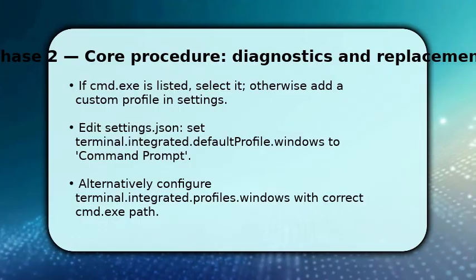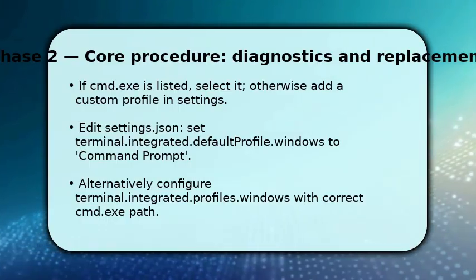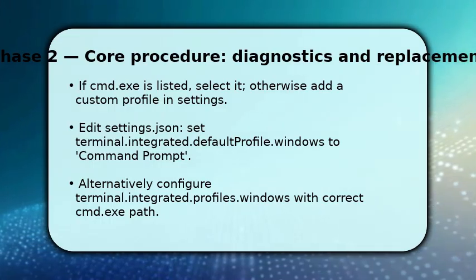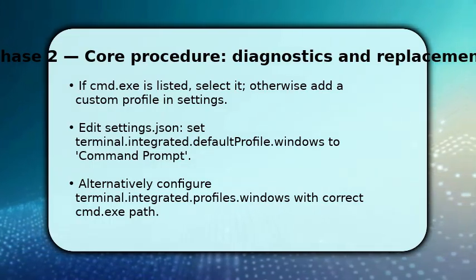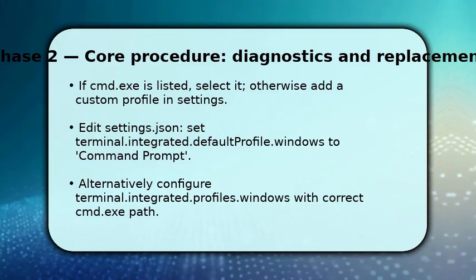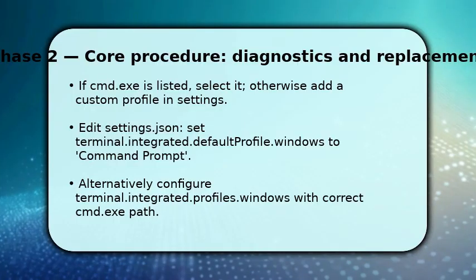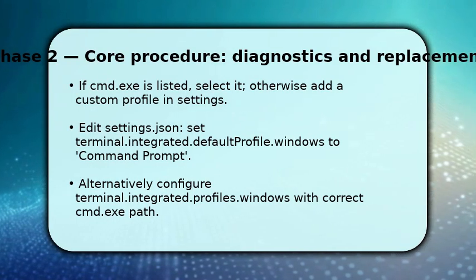You now configure the default shell so VSCode opens CMD every time. If CMD.EXE was selectable earlier, choose it, then open Settings and search Default Profile, set Terminal, Integrated, Default Profile, Windows to Command Prompt. If CMD isn't listed, add a profile in Settings.